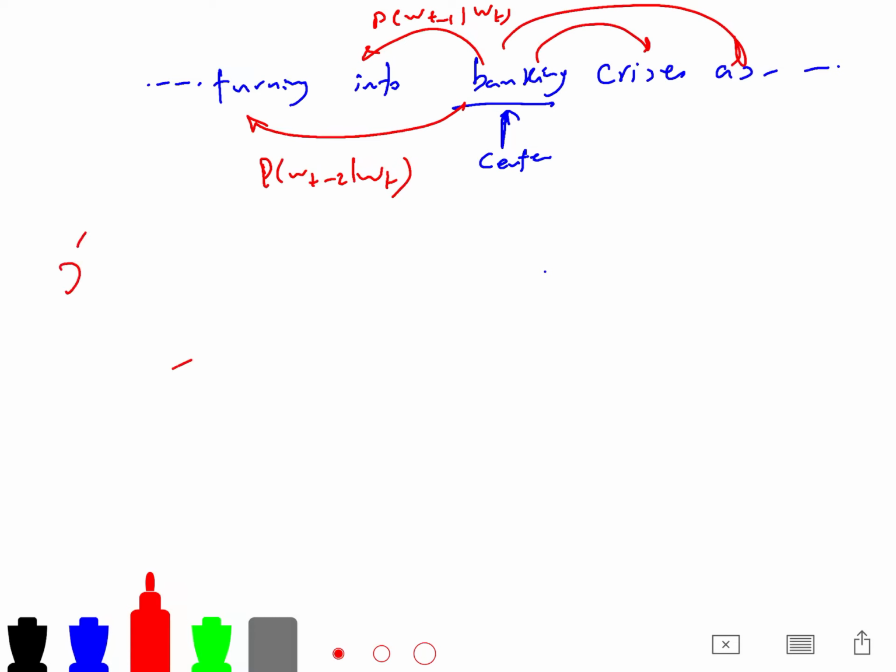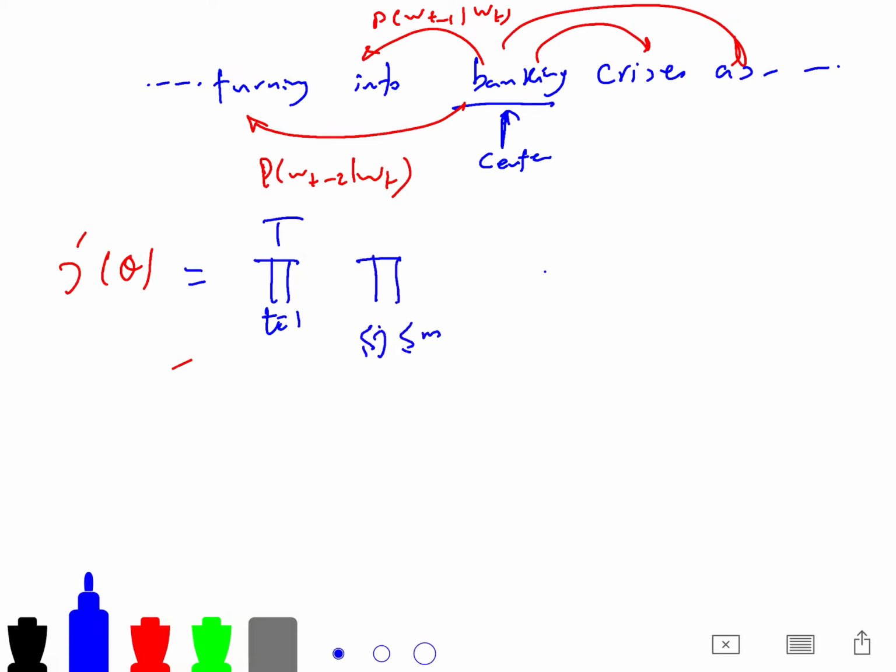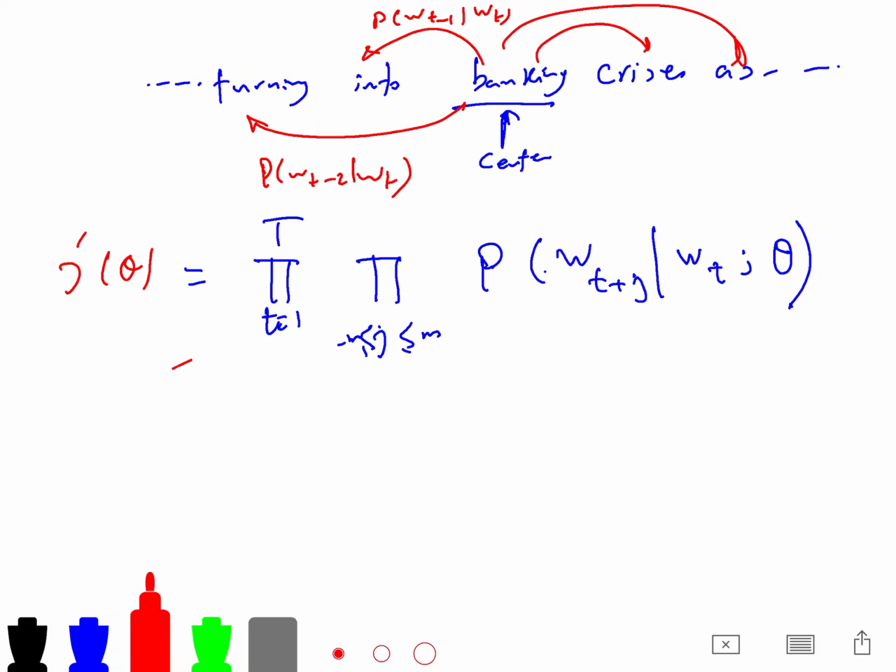So your cost function J prime theta, we want to maximize it. It is the product over J from M to minus M, because we have a window of length 2M, of the probability of T plus J given WT and your vector representation of a word. So this theta could be the augmentation.